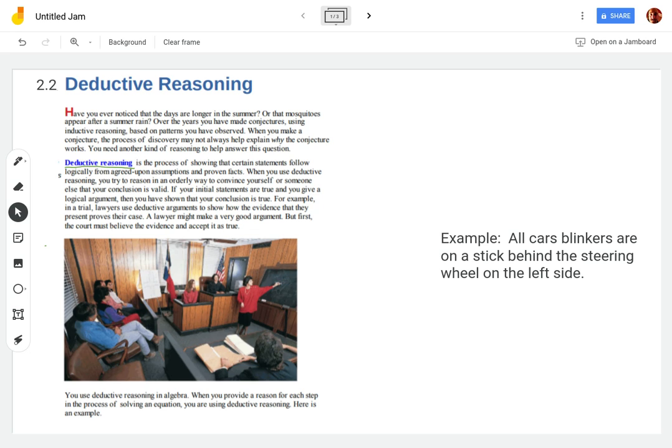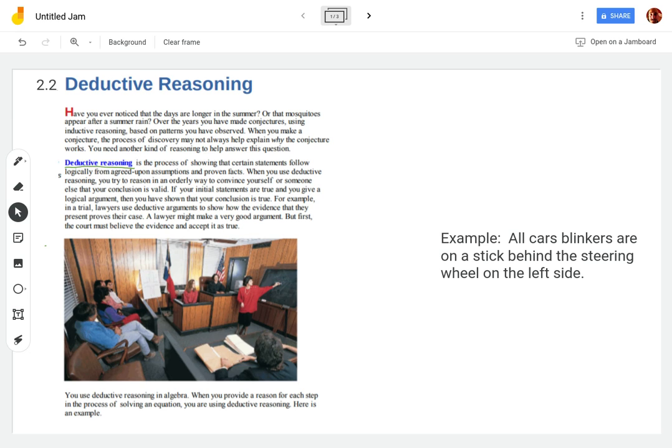Have you ever noticed that the days are longer in the summer, or that mosquitoes appear after a summer rain? Over the years, you have made conjectures using inductive reasoning based on patterns you have observed. When you make a conjecture, the process of discovery may not always help explain why the conjecture works. You need another kind of reasoning to help answer this question. Deductive reasoning, and this is a good vocabulary term that you should get in your notes. Deductive reasoning is the process of showing that a certain statement follows logically from agreed upon assumptions and proven facts.